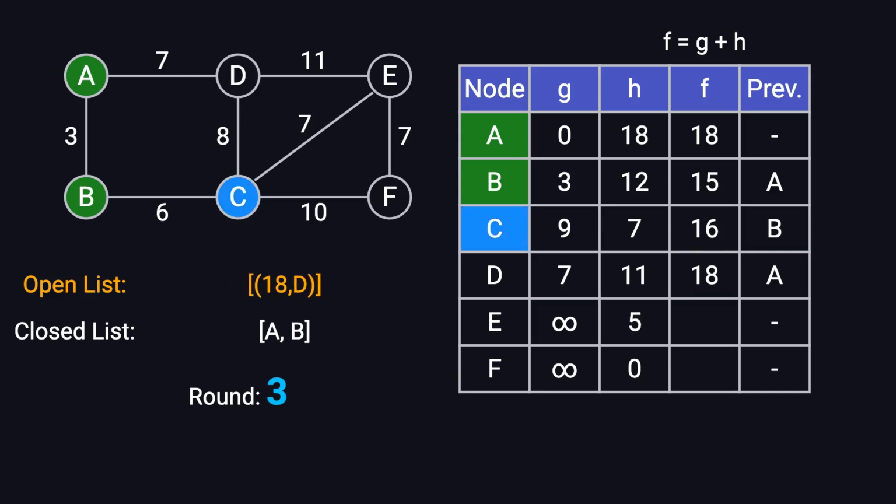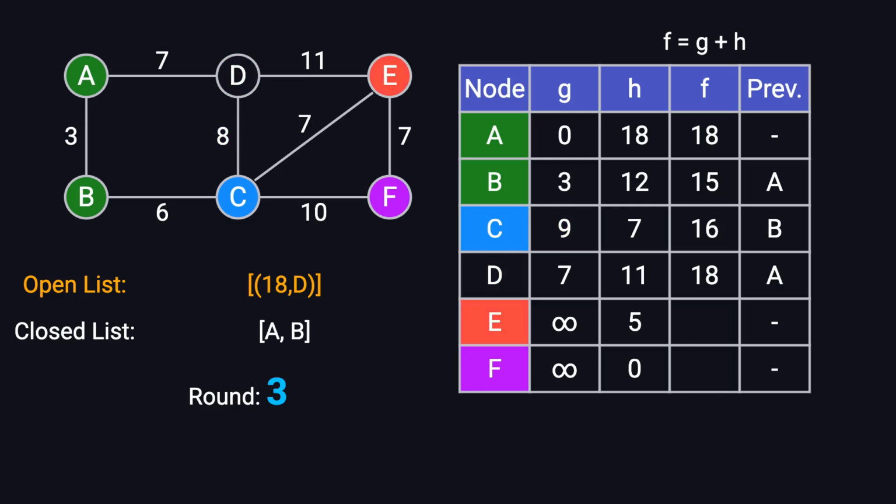C has 4 neighbors, B, D, E, and F. B is already closed, so we skip it. Now we check D. C's G value is 9, and the distance from C to D is 8, which gives a total of 17. But D's current G value is 7, which is better, so we don't update it.